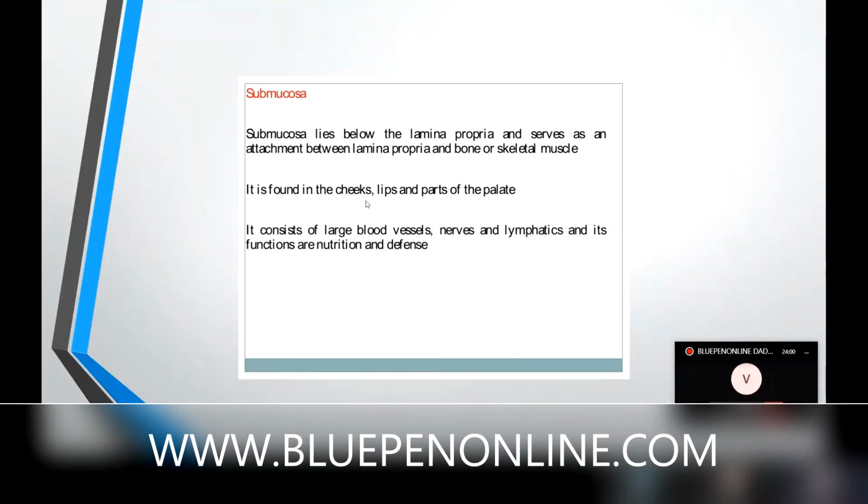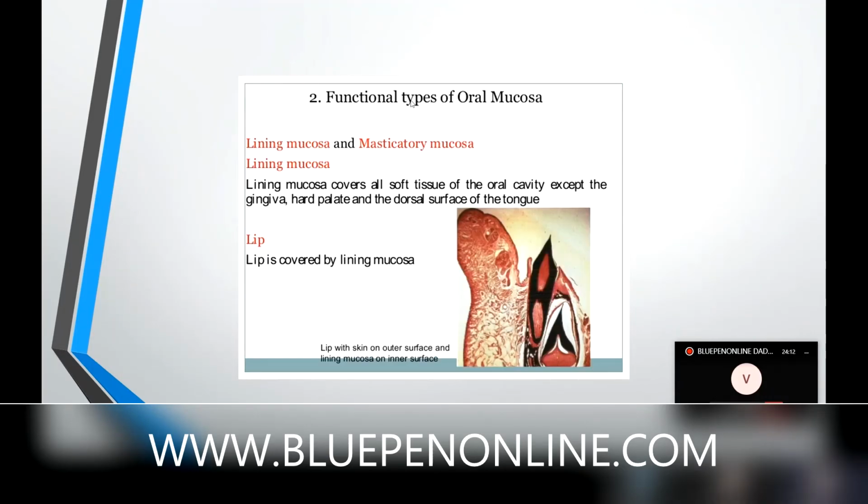It is found in cheeks, lips, and parts of the palate. It consists of large blood vessels, nerves, and lymphatics, and its functions are nutrition and defense mechanism. So, functional types of oral mucosa: we saw there were two types, one was lining mucosa, one was masticatory mucosa. Specialized mucosa is only limited to the tongue.